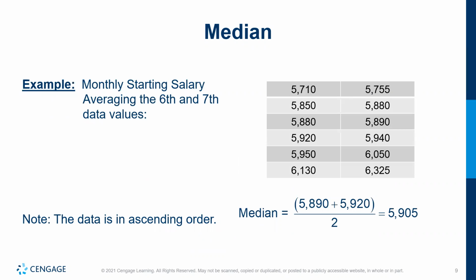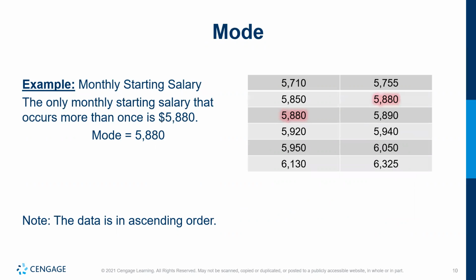So here's our example, monthly starting salary. Because this data set has 1, 2, 3, 4, 5, 6, 12 items, we list them in order. We take the 2 in the middle, divide by 2, and that's how we find the median. Piece of cake. And then the mode is the item that appears the most often. Okay. So 5880 appears twice, everything else only appears once, so that's the mode.